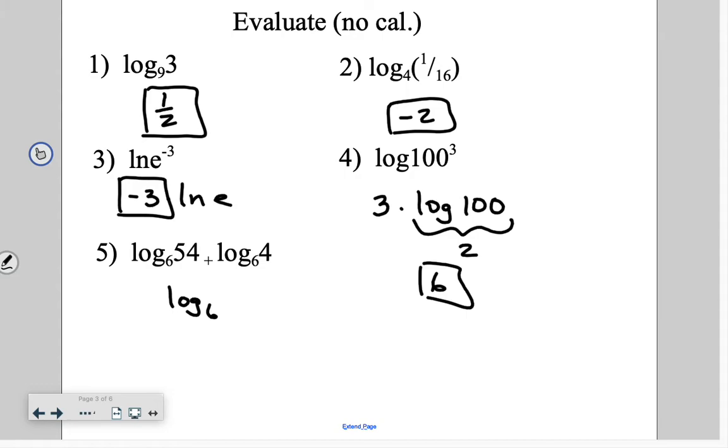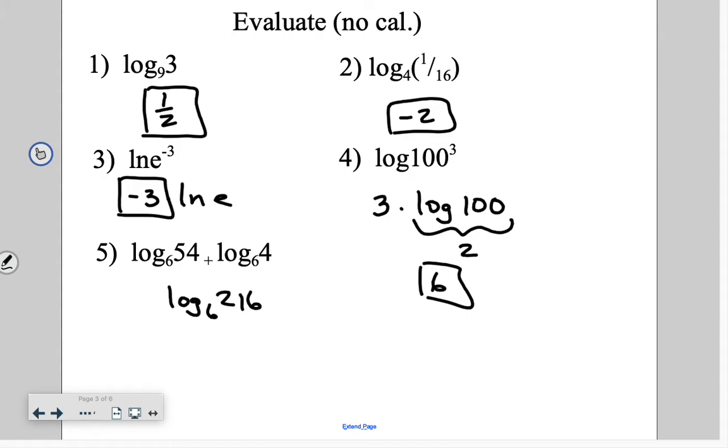When we're adding 2 logs together, what do? Multiply the arguments. So 54 times 4. Okay. You can do this in your head. 54 times 2 is 108. And then you double that and you get 216. Okay? You get no calculator whatsoever. Okay?